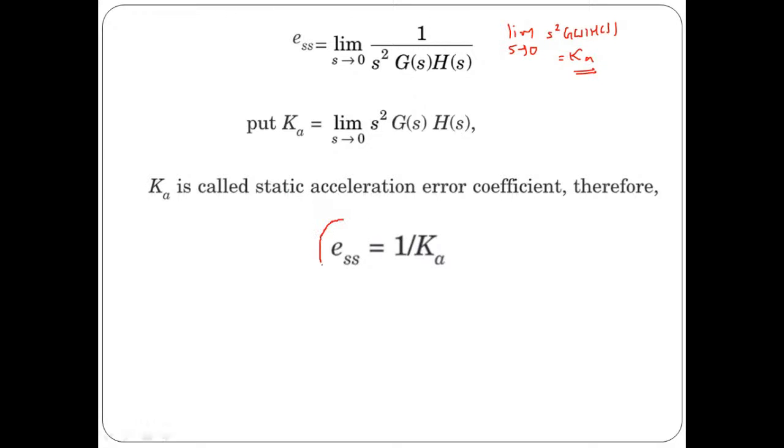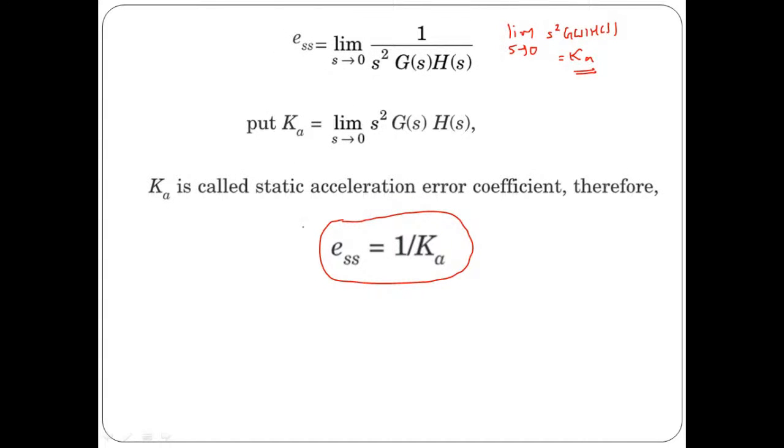And hence the mathematical formula to calculate steady state error when the system is excited by unit parabolic input is nothing but 1 upon Ka, where Ka is your static acceleration error coefficient. So these formulas are very important and you have to remember this. I hope this point is clear to everyone. So the first portion, dependency of steady state error on reference input signal, we have done.